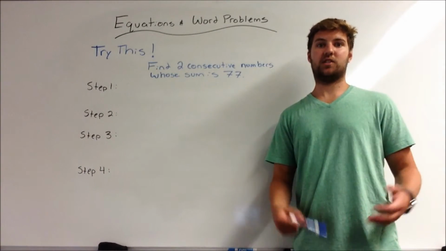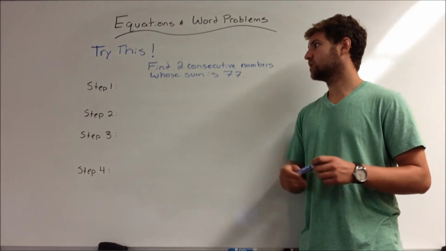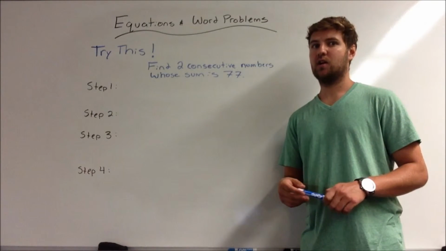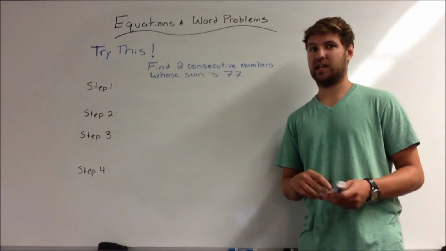Alright, hope you've had a chance to try this. So find two consecutive numbers whose sum is 77. This is a little bit harder of a question. Hopefully you watched the video on writing algebraic expressions where we talked about consecutive numbers.